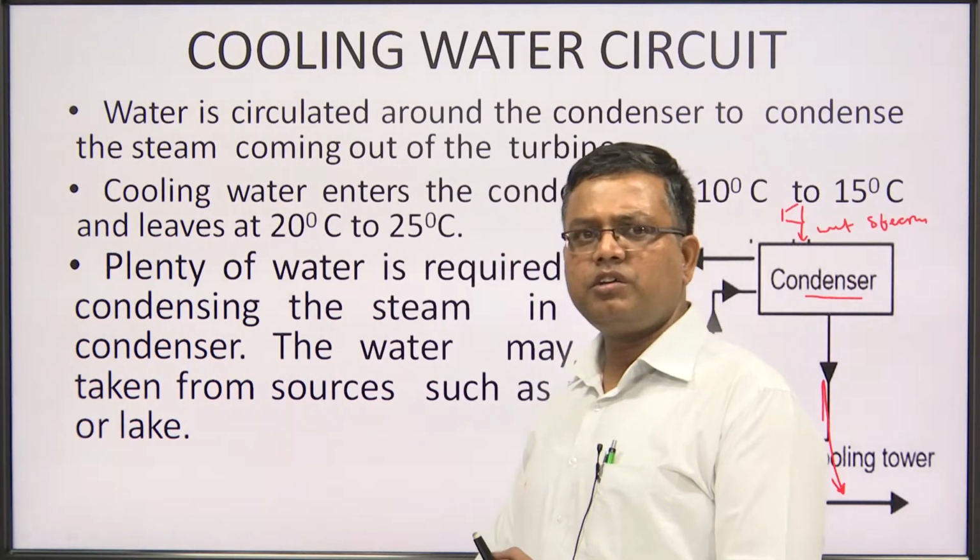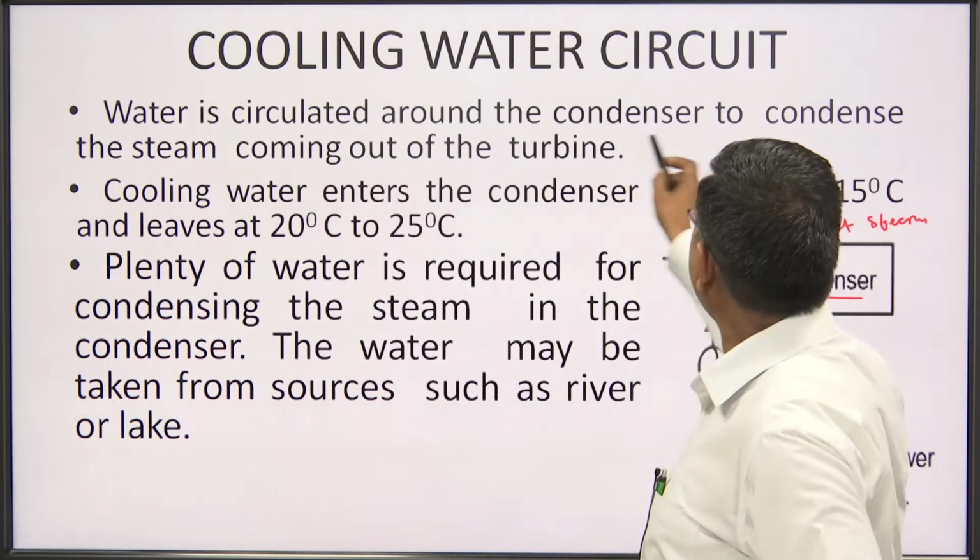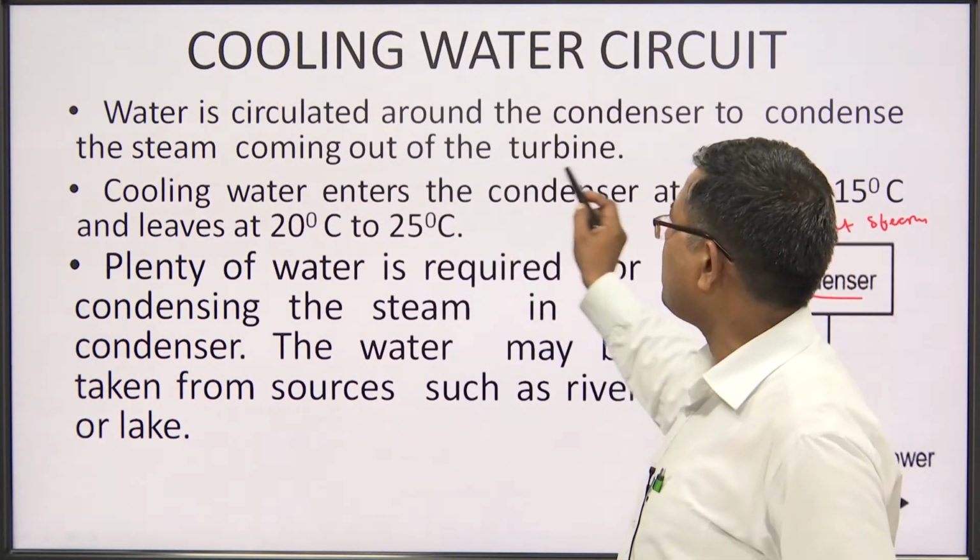Now, if we don't have a river or canal, then we recirculate the cooling water. Water is circulated around the condenser to condense the steam coming out of the turbine.